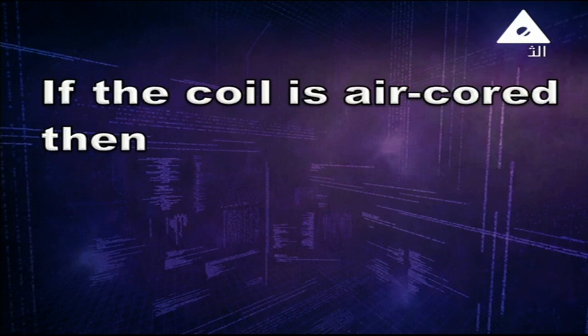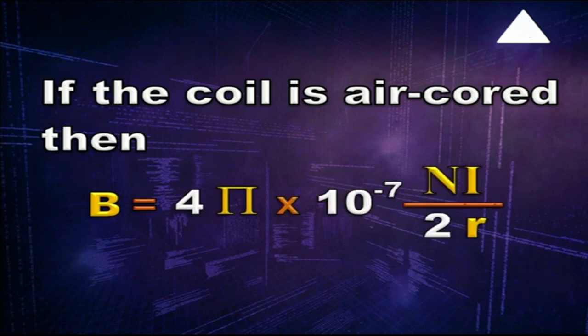If the coil is air-cored, then B equals 4 pi times 10 to the power of -7 N I over 2R. So this expression will be used when the coil is air-cored.